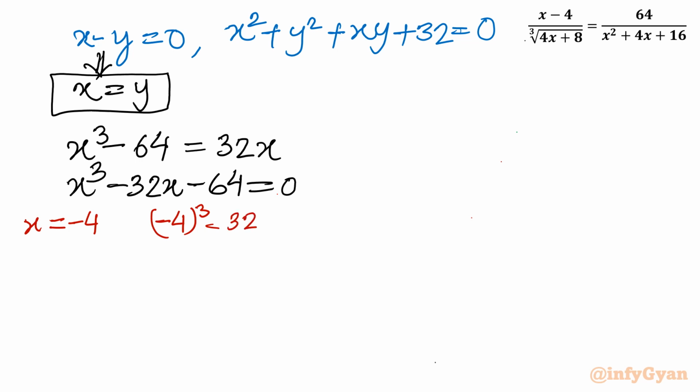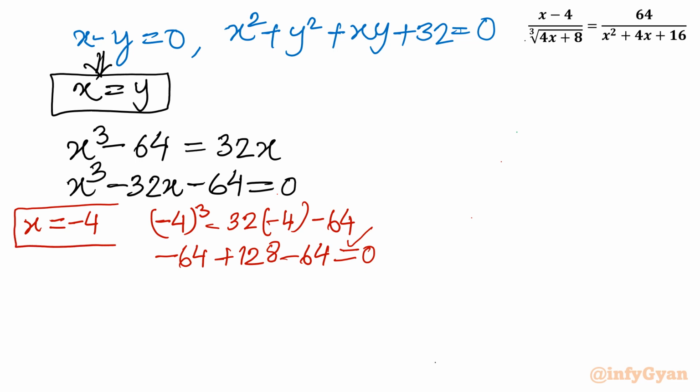minus 32 times minus 4 minus 64. So minus 64 plus 128 minus 64. Yes, this is our solution, and I would say x equal to minus 4 is our base solution.